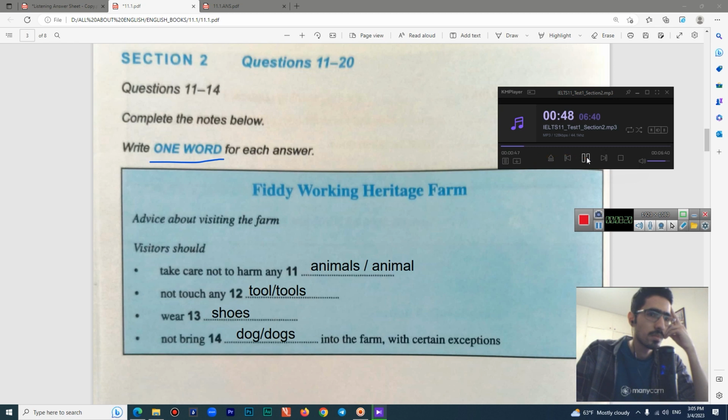Welcome to the Fiddy Working Heritage Farm. This open-air museum gives you the experience of agriculture and rural life in the English countryside at the end of the 19th century. So you'll see a typical farm of that period, and like me, all the staff are dressed in clothes of that time.